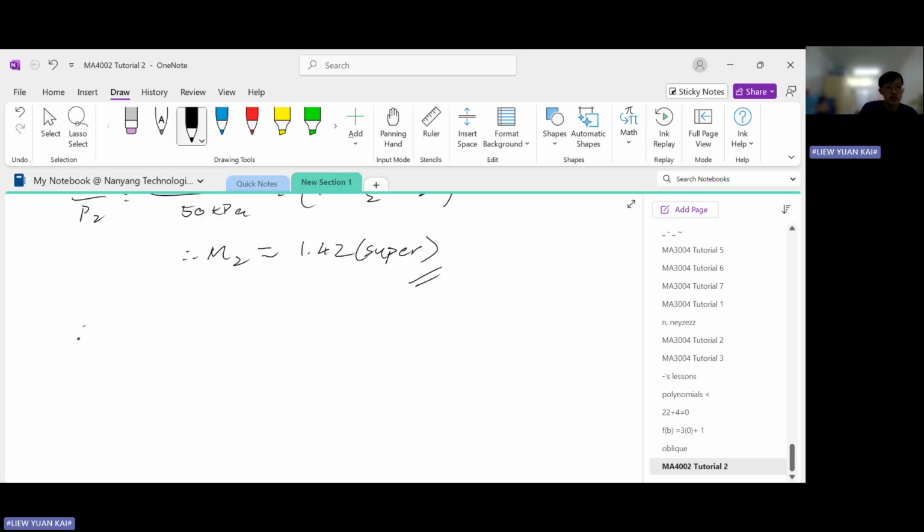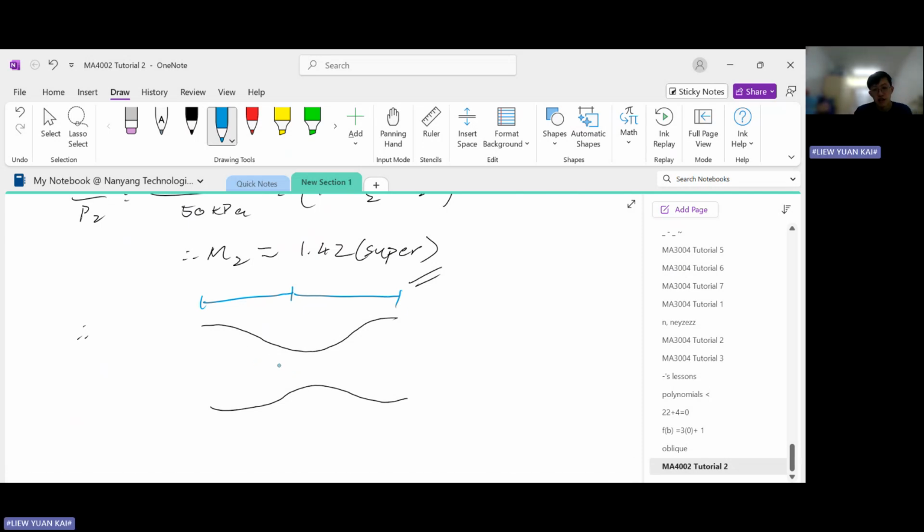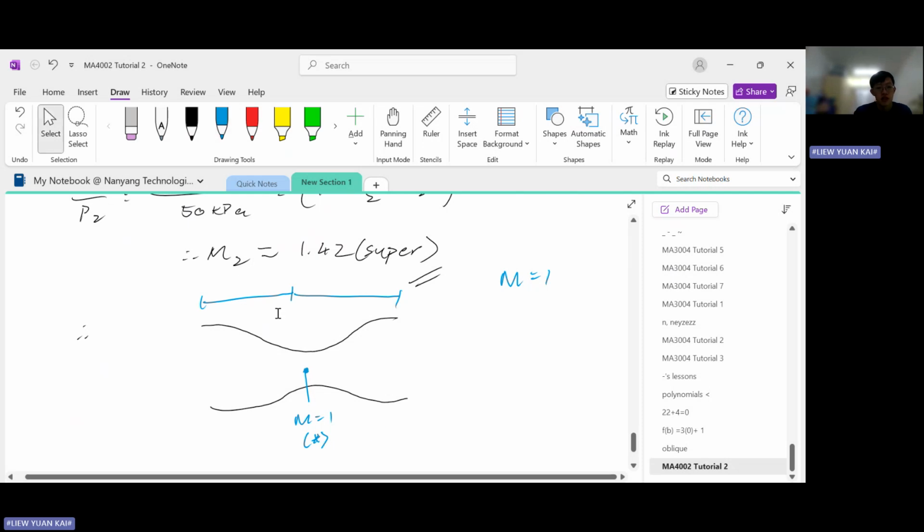So the answer is the shape. They asked us to sketch the shape. Like that, this is a converging-diverging nozzle. And because it passes through sonic flow, meaning M equals 1, the sonic flow must necessarily be at the throat of the nozzle. This is the point where M equals 1. In other words, we call this the critical point, which we denote with an asterisk or a star.